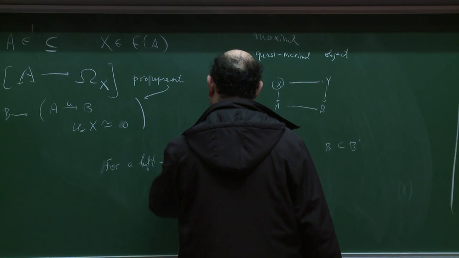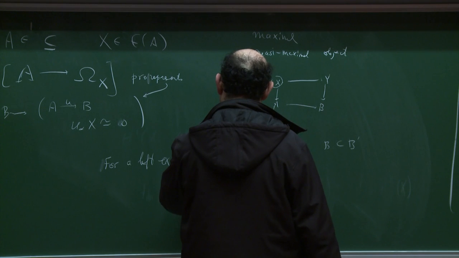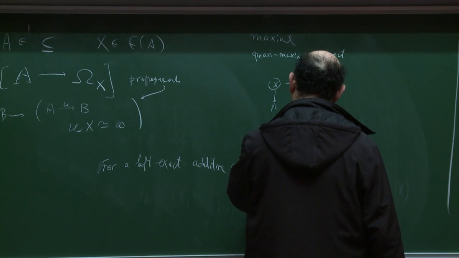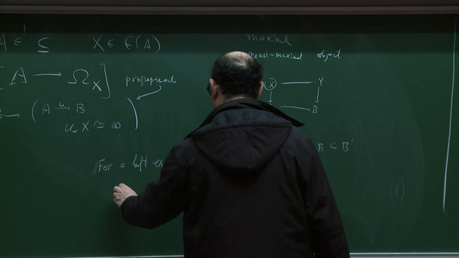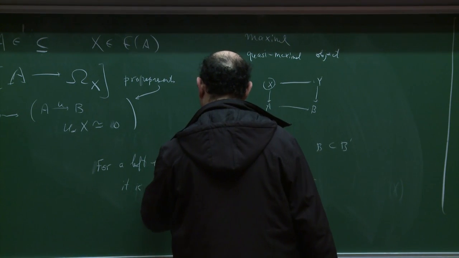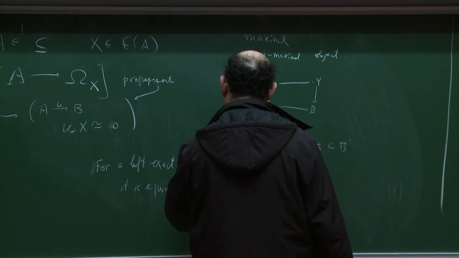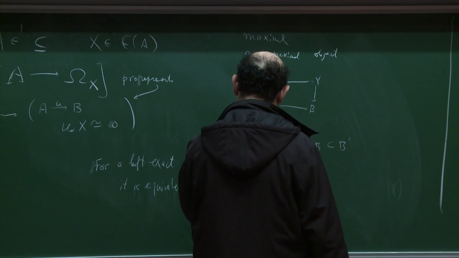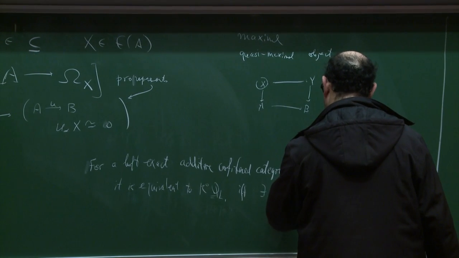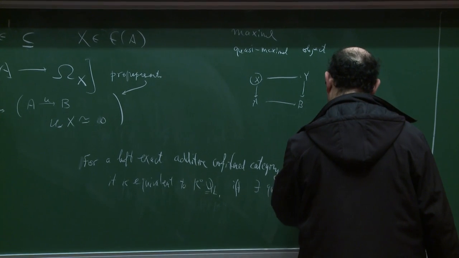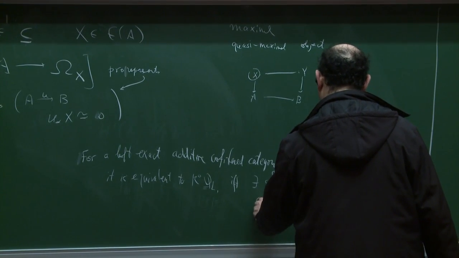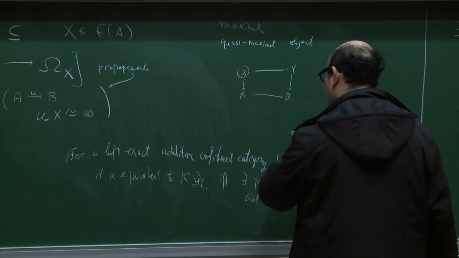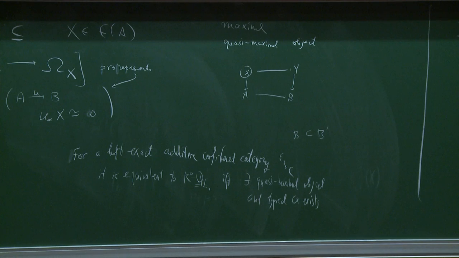for a left exact additive cofibered category E over C, it is equivalent to R0 QL if and only if there is a quasi-maximal object and the typical complex exists. So actually this is part of a rather complicated thing. So now this can be simplified.